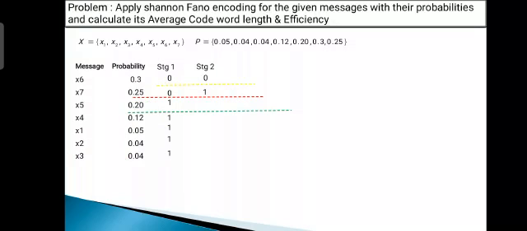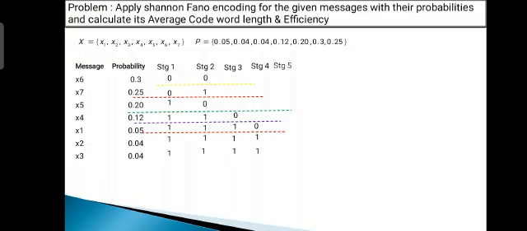And now assign a binary 0 to the upper portion and assign a binary 1 to the lower portion. Moving to stage 3 and applying the partition in a similar manner, we can go for partition here. Assign a binary 0 to the above and binary 1 to the lower portion. Now stage 4, again applying the partition. So assign a binary 0 to the above and binary 1 to the lower portion.